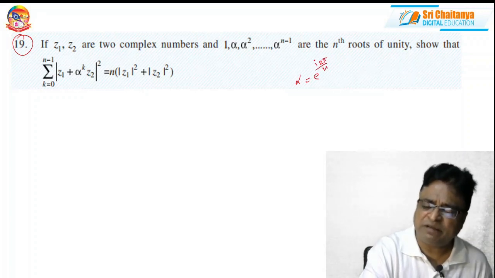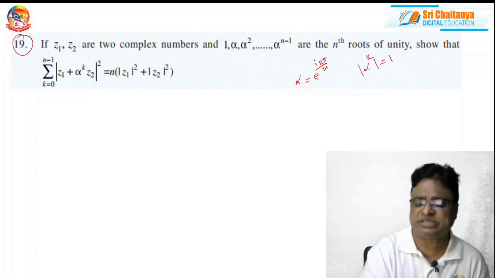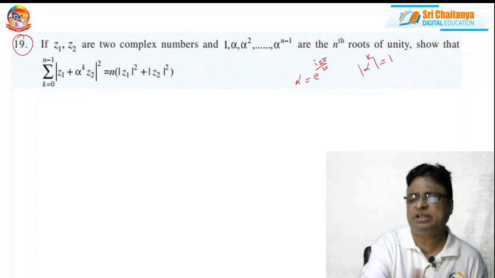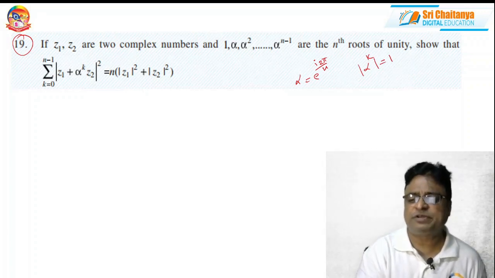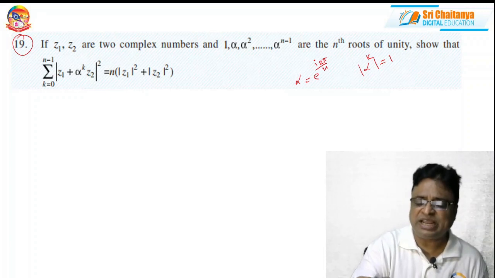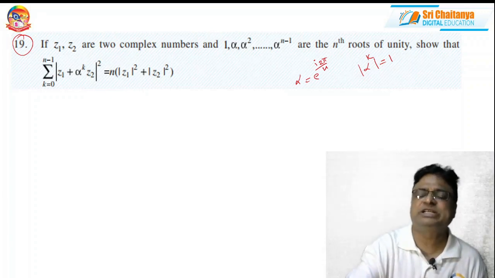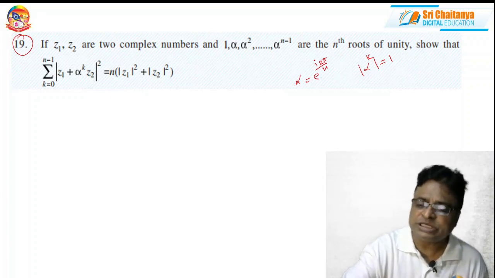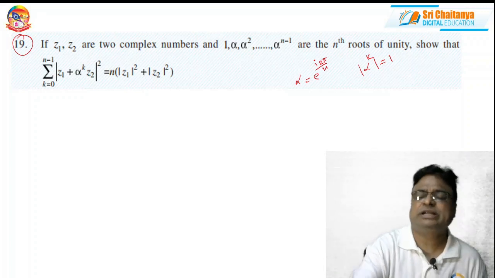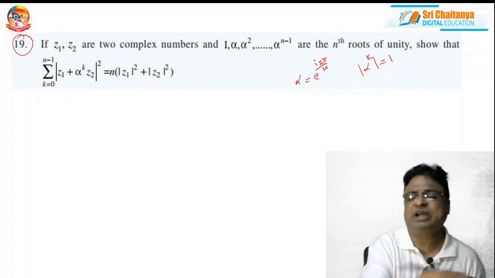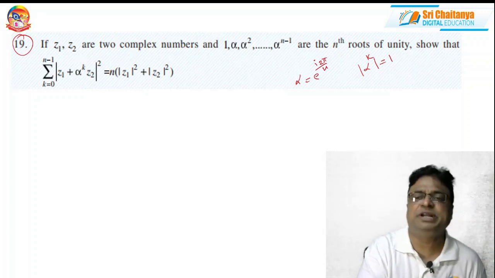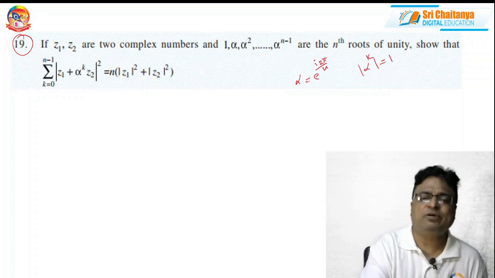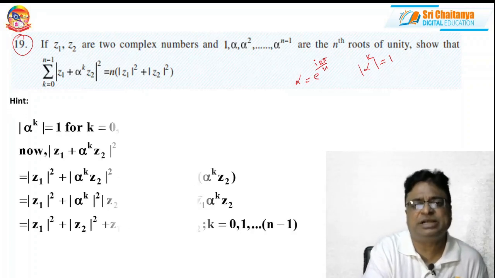If alpha power k is an nth root of unity, then modulus of alpha power k is 1, because the modulus of each and every nth root of unity is 1. That's why they lie on a unit circle. They act as vertices of a regular polygon with the center as origin. These points we have already discussed in our previous videos, previous lessons also. Now let us see the hint here.